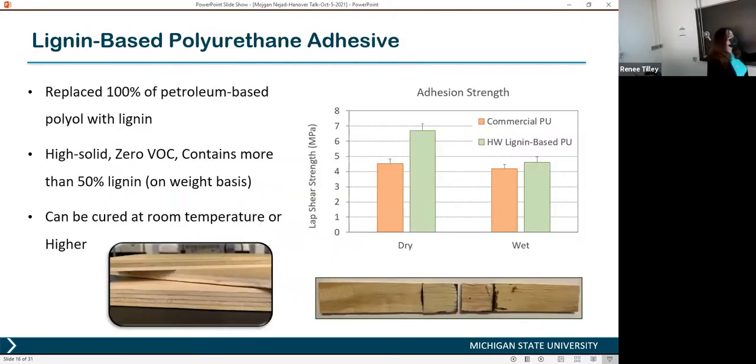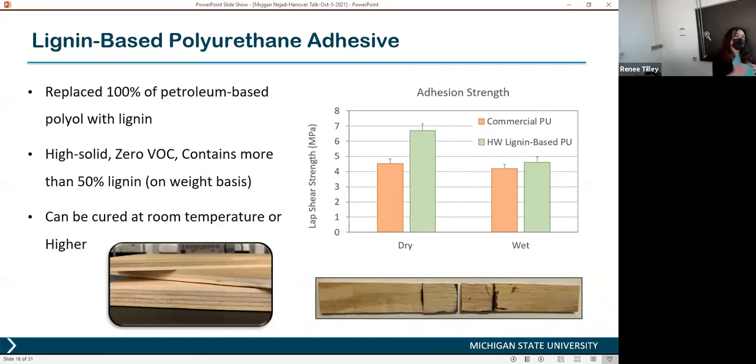With the adhesives application, we were able to replace 100% of the petroleum-based polyol with lignin, and then make a high solid, zero VOC, zero volatile organic compound, adhesive that contains more than 50% lignin on weight basis. There is no lignin modification. We just use lignin the way that it is. And this is a project that Said worked on. And then we could cure this adhesive at room temperature, meaning minimum amount of energy required to cure, and we can cure it at higher temperature in shorter time.